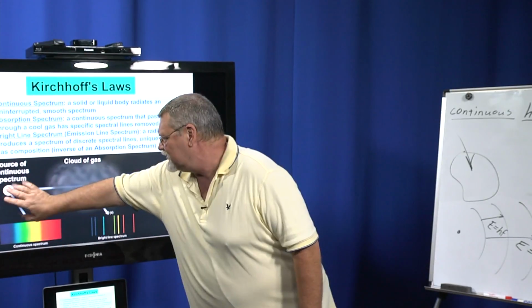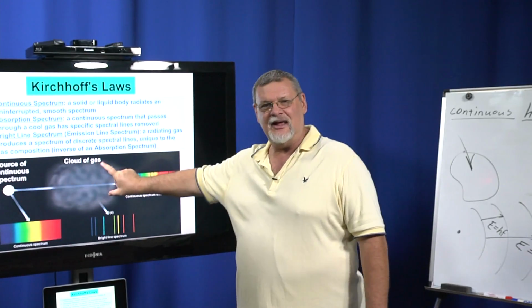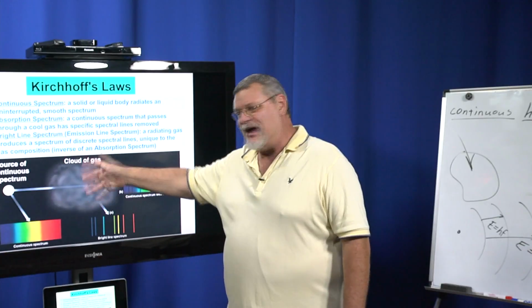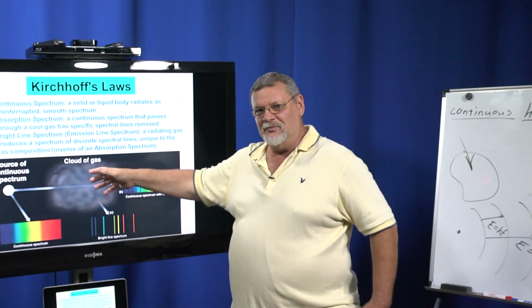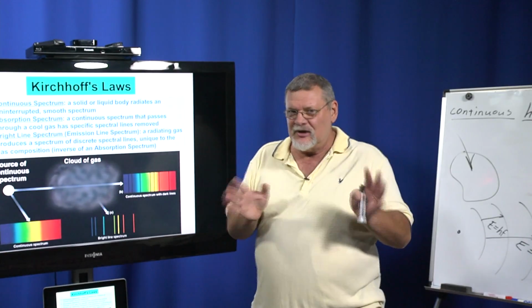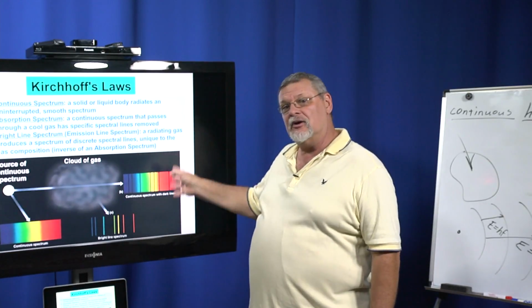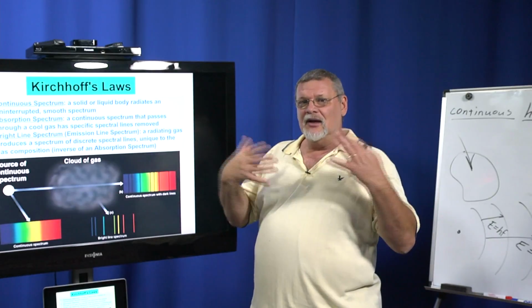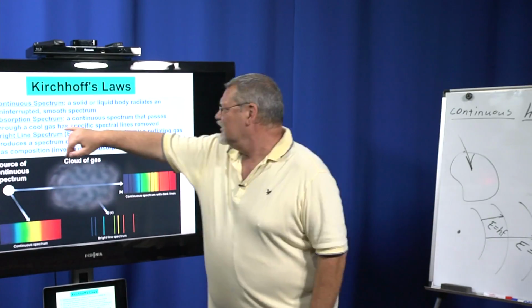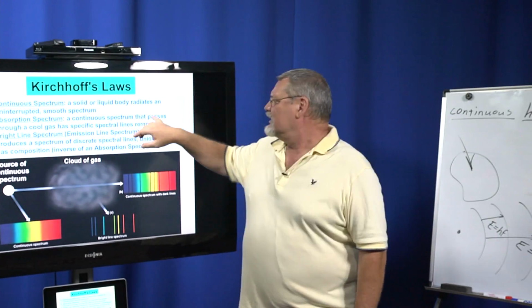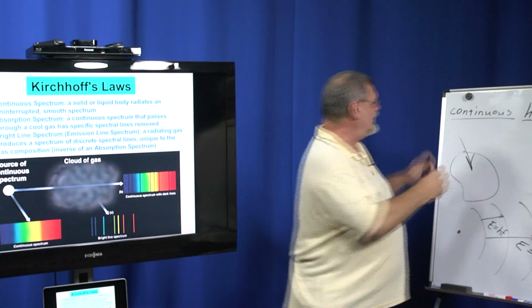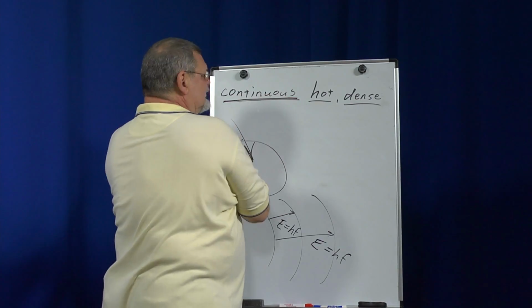Here's the continuous spectrum over here. As it goes through the cloud of gas, whatever this gas is made of, the energy is being absorbed at those specific frequencies. When it comes out to the other side, you can see that they're missing. They're gone. They have been absorbed. So right there in the word is what it is. A continuous spectrum is hot and dense.